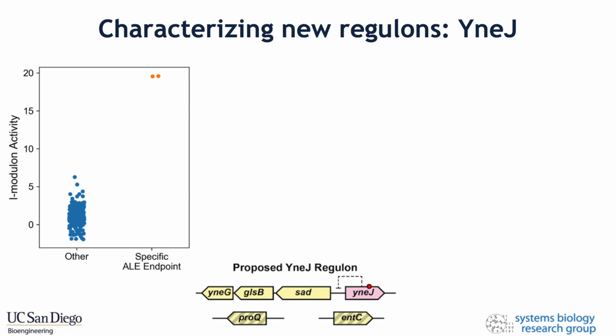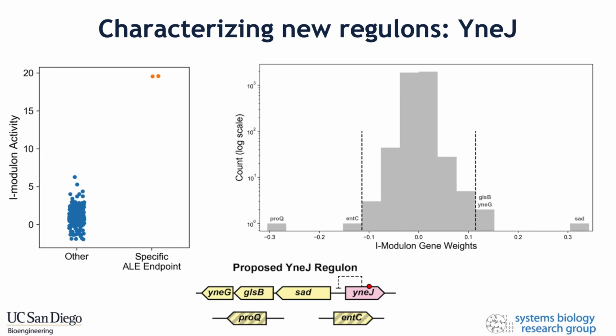Another iModulon had a specific ALE endpoint where the activity was extremely high. When we look at the genes in this iModulon, we see ProQ and NC have negative iModulon coefficients, and GLSB, YNEG, and SAD have high iModulon coefficients.